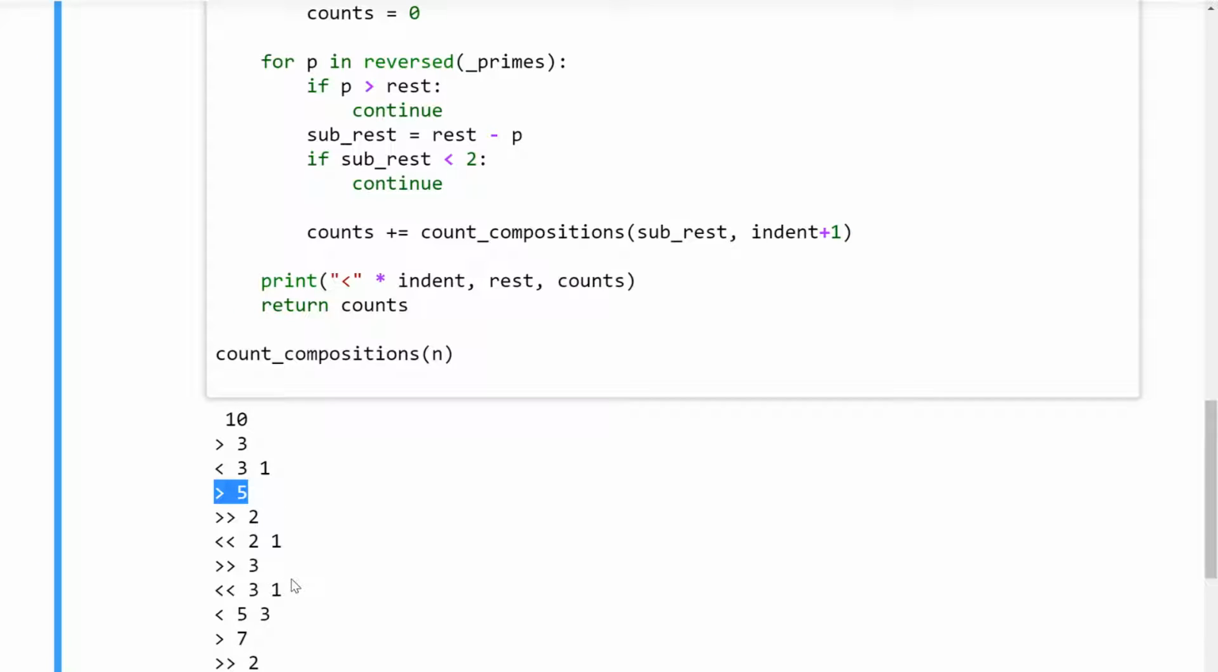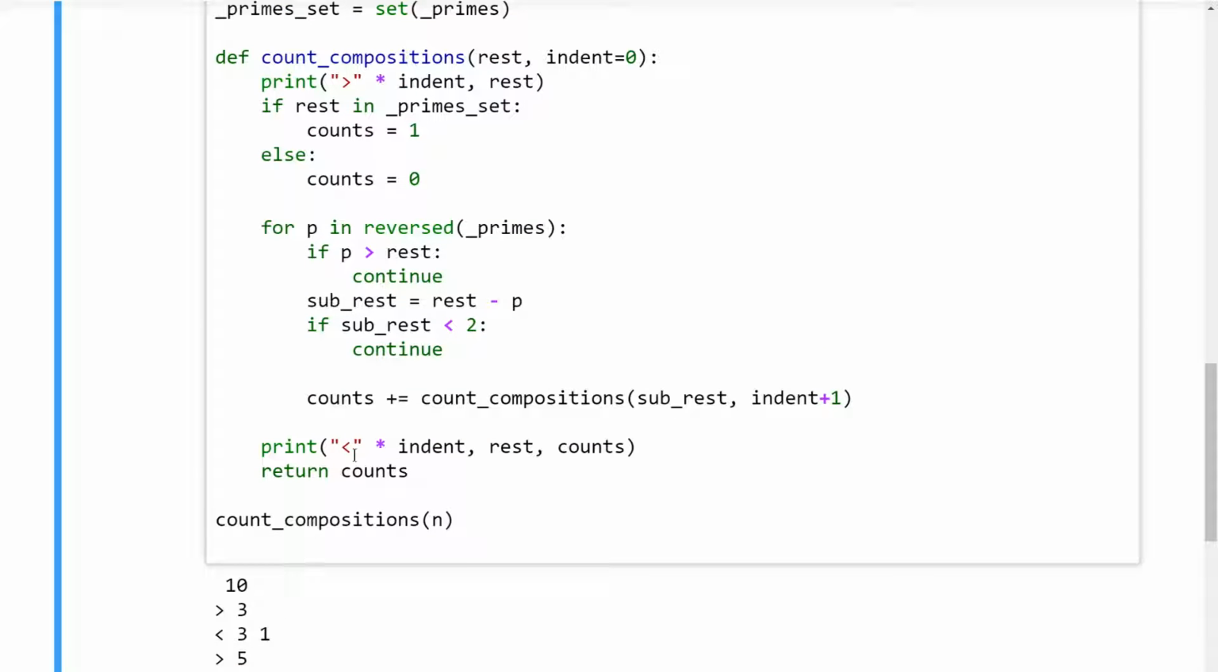Yeah, so we're calling for 5, and we count once for 2. Well, we count once when the rest is 2. Well, we count once when the rest is 5. Then we call with 2 as the rest, presumably with 3 as the prime. Well, it has to be. And then we return once for 2, and we return once for 3, and we see 5 is composed 3 ways, which is wrong.